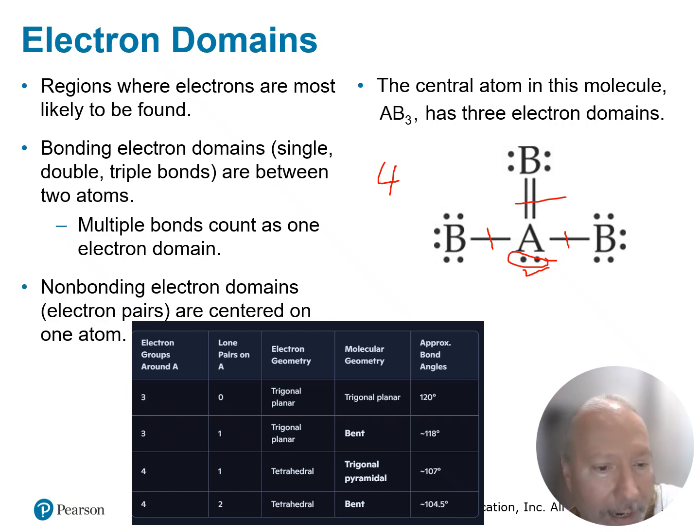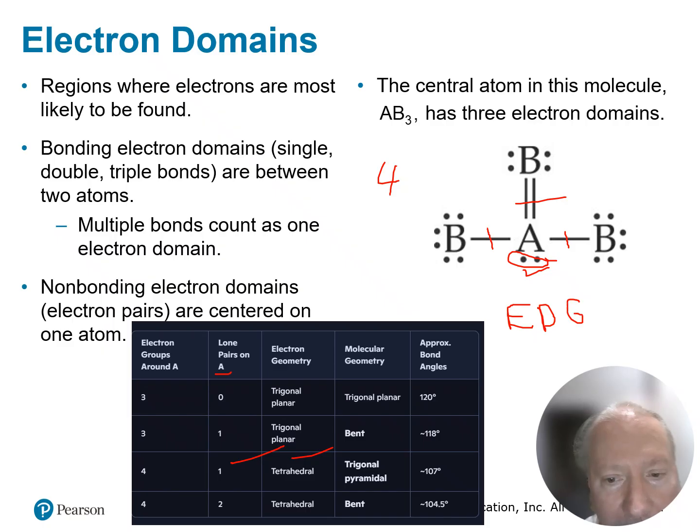But here it says lone pairs on A. So we have to think about the central atom. There's only 1 lone pair on A. So that's this. So the electron domain geometry is going to be tetrahedral. If we ignore these lone pairs, it's going to end up being trigonal planar. And so the electron domain geometry and the molecular geometry are not equal here. So I call electron domain geometry EDG. And in this case, it will not be equal to the molecular geometry.